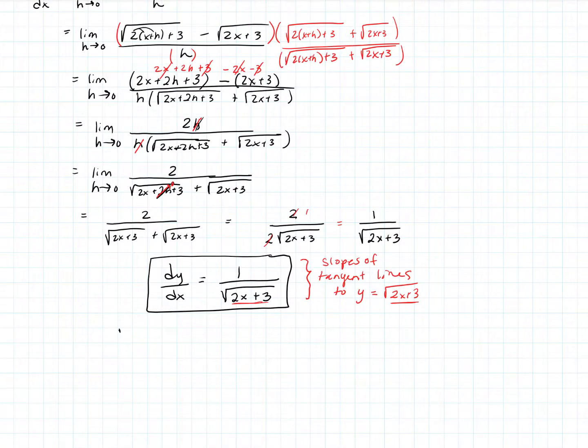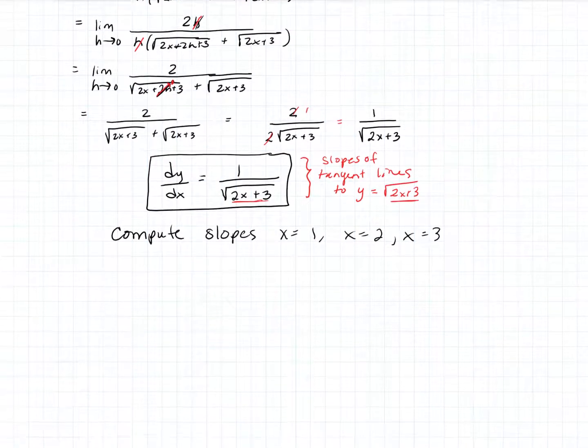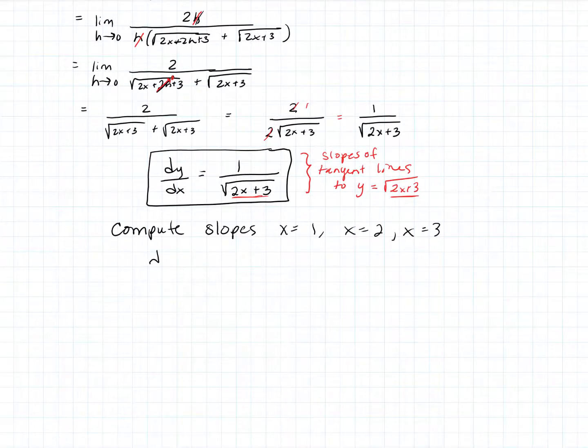Now, to find the actual slopes, all I have to do is plug those in. So it was at x equals 1, x equals 2, x equals 3. If I want to find those slopes, all I have to do is use my derivative and plug those in. So I'm going to just take dy dx.